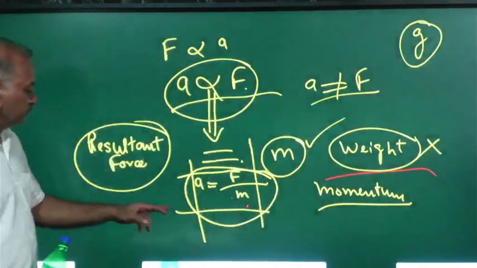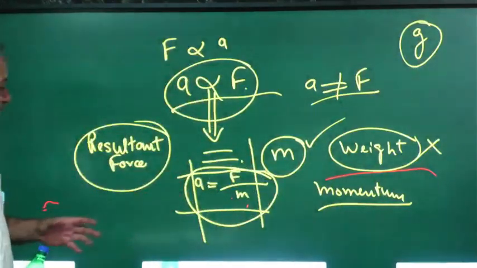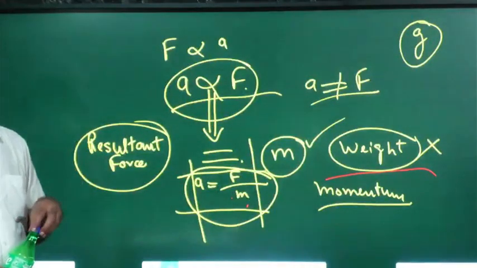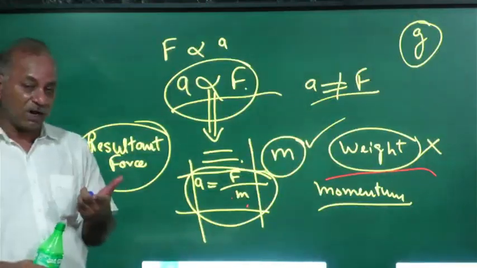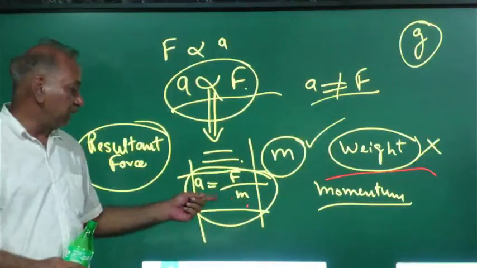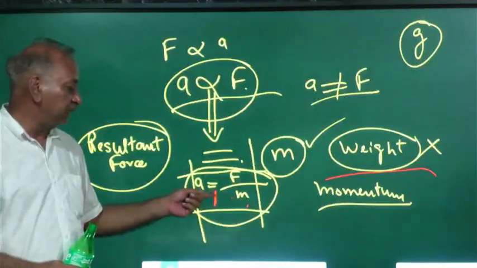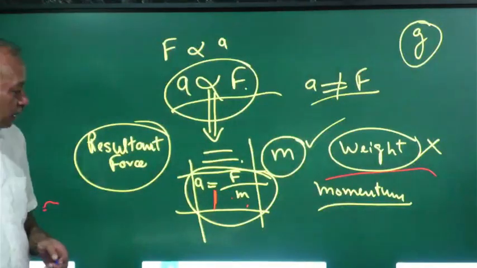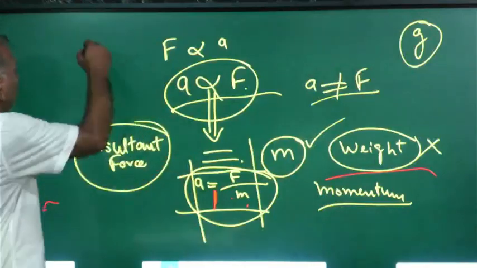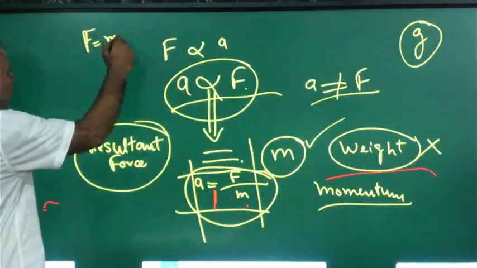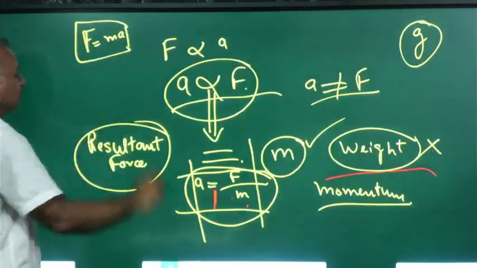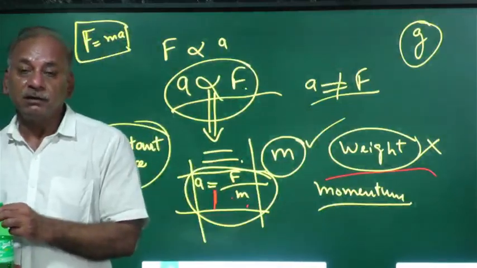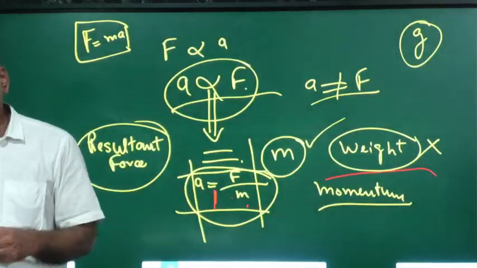But this equation, A is equal to F upon M, is a universal equation. That is the second law of motion. That acceleration is proportional to force, and when proportionality is to be changed into equality, then force has to be divided by the mass. Or in other words, you can say F is equal to MA. This is a very famous and very useful equation, and it has universal application, meaning it can be applied in any situation.